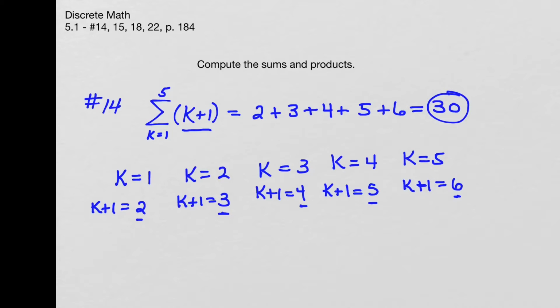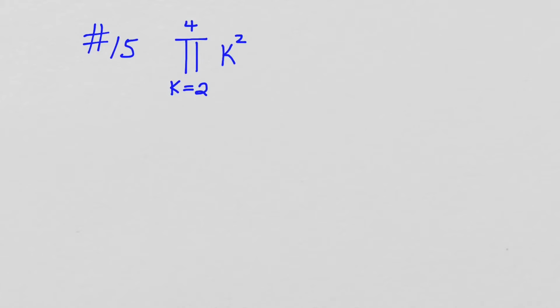Let's take a look at another one. Here, I'm finding the product, and I can tell that because we have a capital letter pi here. And this time it's from k equals 2 to 4 of k squared. So to compute this, I'm going to take 2 and square it. Then I'll take the next number in the sequence, 3, and square that. And then I'll take the 4 and square that.